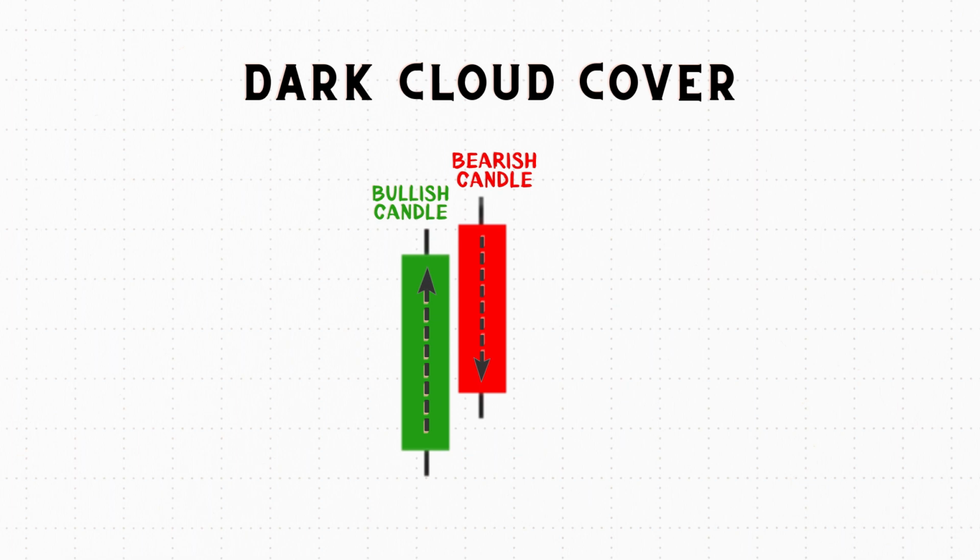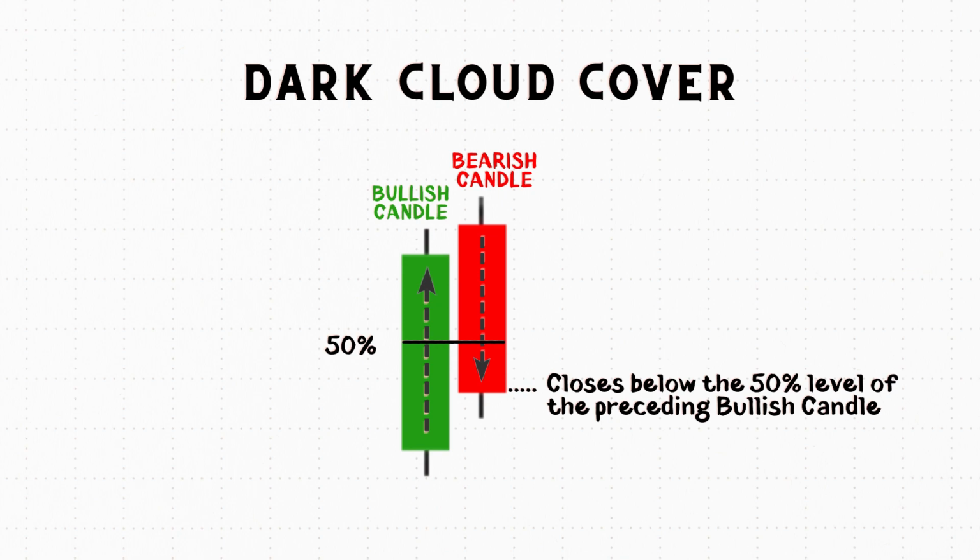Here, the first candle will be a green candle, and then there will be a little gap up for the second candle. Then it reverses its direction to form a red candle covering more than 50% of the previous candle. This is called the dark cloud.